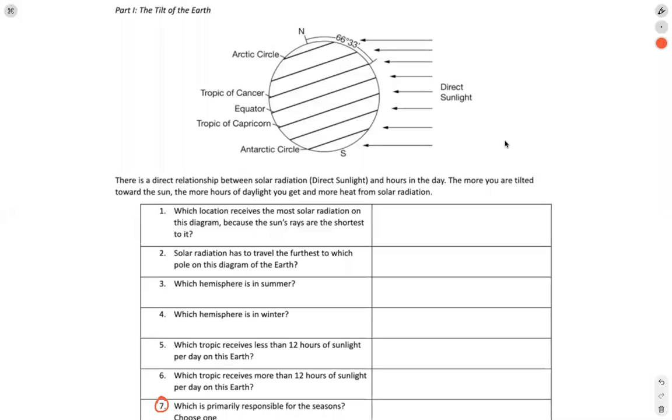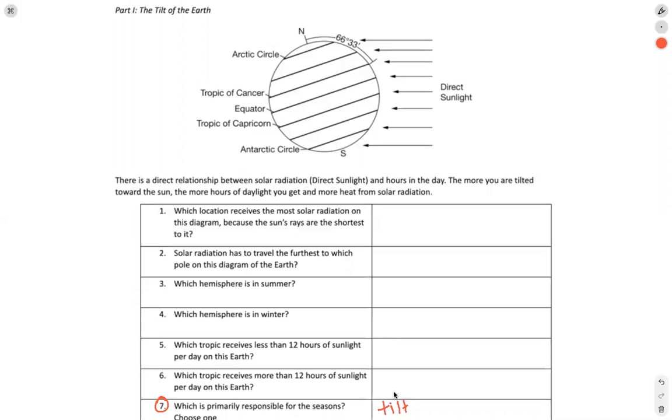Which one would cause our seasons? The tilt of the Earth on its axis of rotation. Yes, so the tilt is the cause.